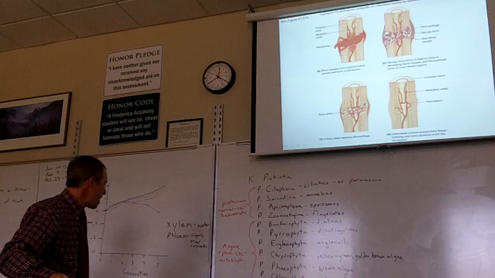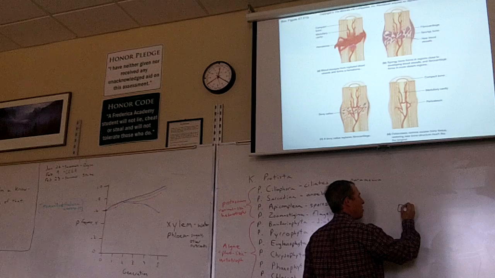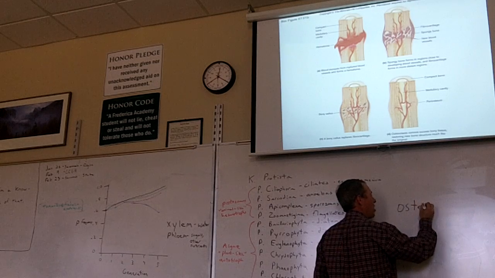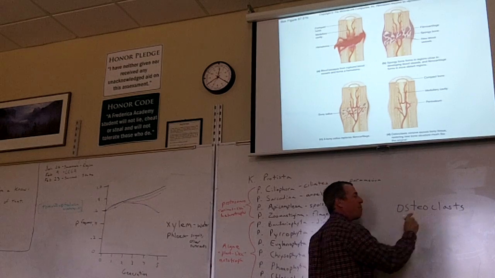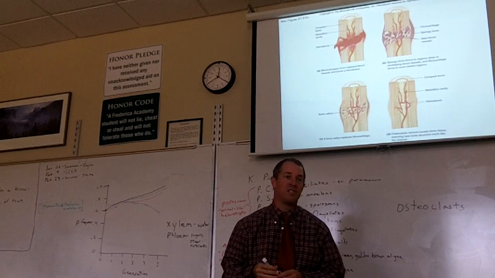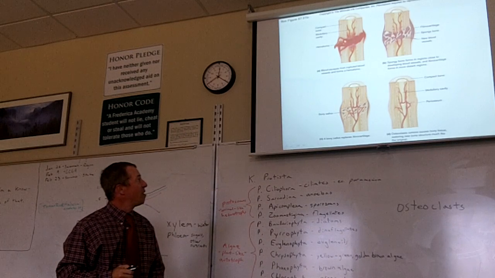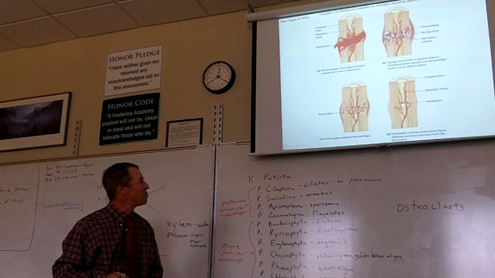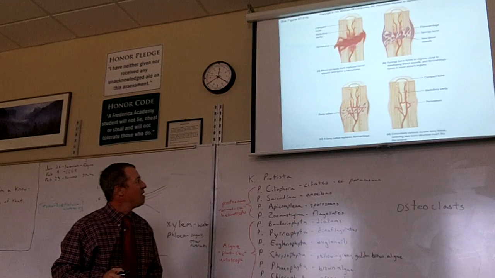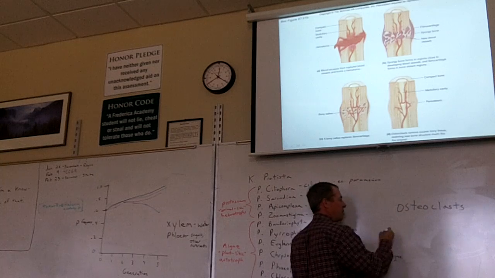There are special cells in your bones. They're called osteoclasts. Osteoclasts are bone-building cells. They'll crawl around in the blood in this area here and build new bone. Just piece by piece, they'll rebuild the structure of the bone. So osteoclasts are bone-building cells.